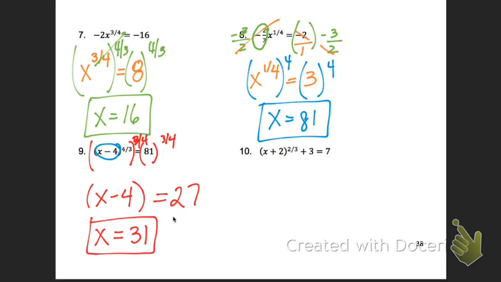What squared by 4 goes into 81? So the 4th root of 81 is 3. And then 3 to the 3rd power is 27. Okay, try number 10.